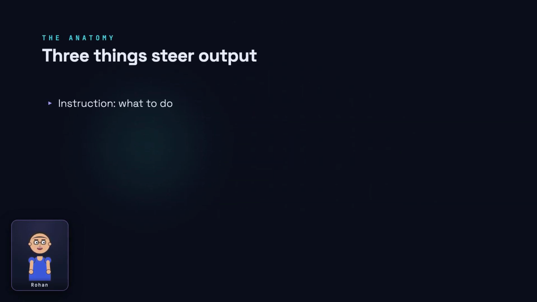Now the anatomy itself. A well-built prompt has three parts that steer the model: an instruction, what task to do; context, the specific facts it should use; and examples, a demonstration of the output shape you want. Let us stack these one at a time and watch the output sharpen.